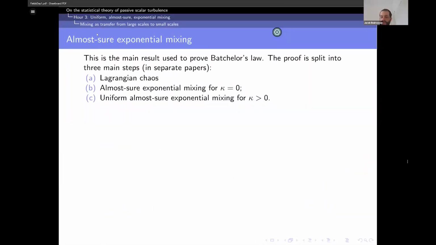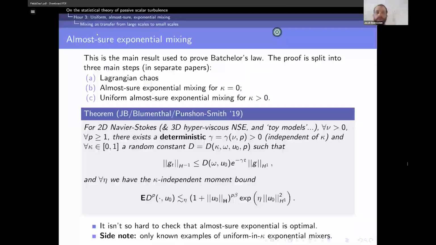Okay, so now the main thing that we actually have to prove, which ends up being split into three papers, one of which I've already discussed, which is Lagrangian Chaos. We need two more, this sort of capstone theorem about the mixing of the flow map. So there are lots of models which satisfy this property. You can see the papers for the big list. But in particular, stochastically forced Navier-Stokes and stochastically forced 3D hyperviscous Navier-Stokes.